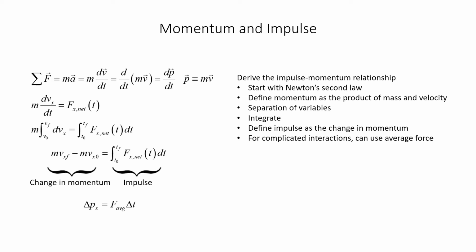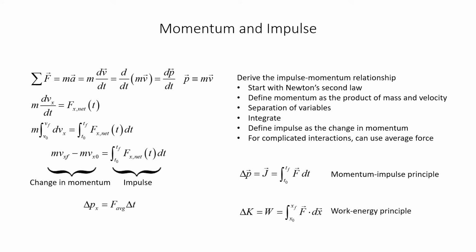For complicated interactions, sometimes we'll just use the average force instead of integrating over the time. So delta px equals force average times delta t. Remember, when we developed the work-energy principle, it looked very similar to this. Change in kinetic energy equals work, which was the force integrated over a distance. Here we have change in momentum equals impulse, which is force integrated over time.